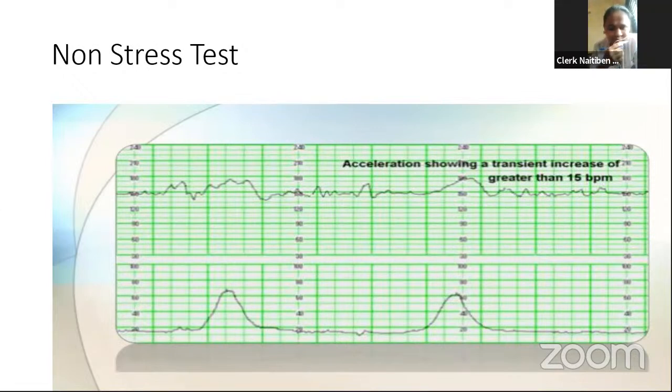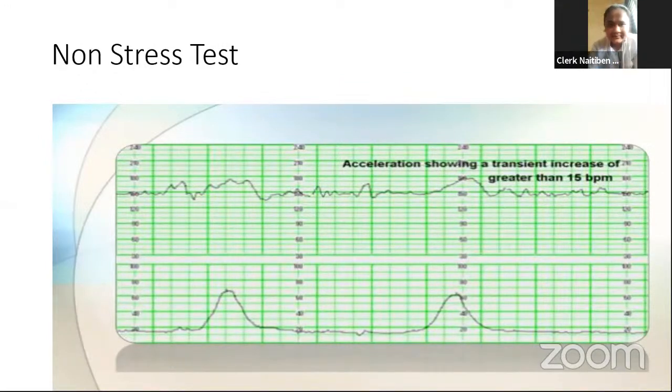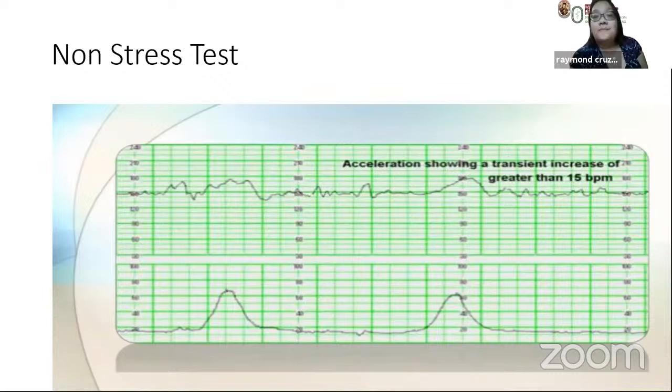What's the average heart rate? 110 to 160. Okay, 110 to 160 is acceptable. Okay. I'm looking for the other missing component. It's your beat-to-beat variability. So you have your minimal, marked, and moderate. Okay. So usually variability would range from what? 5 to 25 beats per minute.